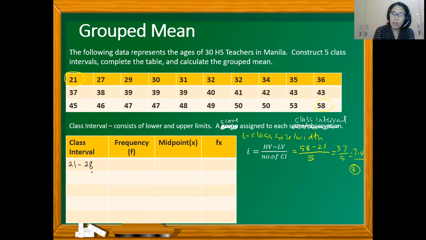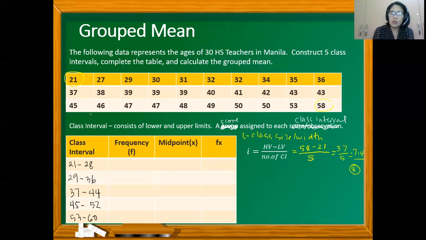So 21 to 28. To obtain the next class interval, we will add 1 to 28 and then add 7 again. So this is 29 plus 7 is 36, and then 37 plus 7 again is 44, and then plus 1, and then plus 7. So this is 45 plus 7, 52, then 53, and then plus 7 again, 60.